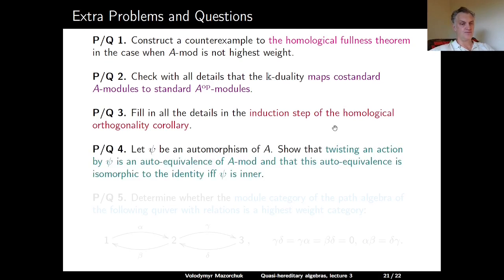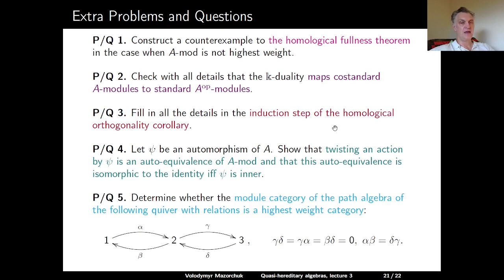Problem question 4. Let psi be an automorphism of A. Show that twisting an action by psi is an autoequivalence of A mod, and that this autoequivalence is isomorphic to the identity functor if and only if psi is an inner automorphism.